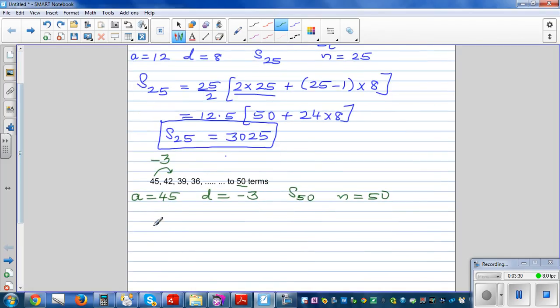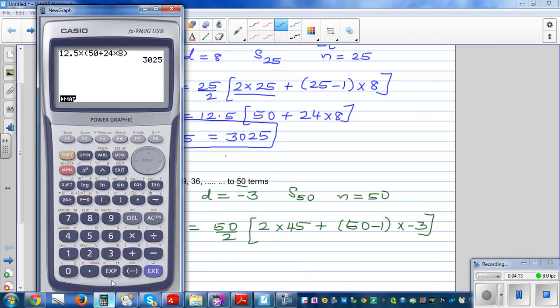So S50 is equal to 50 divided by 2. You can do this whole thing on a calculator, so let me do the whole thing. So 2 times a, which is 45, plus n minus 1. 2a is 45 times 2, n is 50, so 50 minus 1, which is directly 49. Or let me do it like this. Let's substitute into the formula: 50 minus 1 times negative 3.